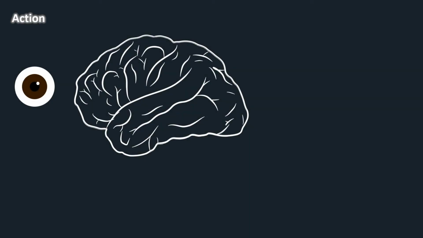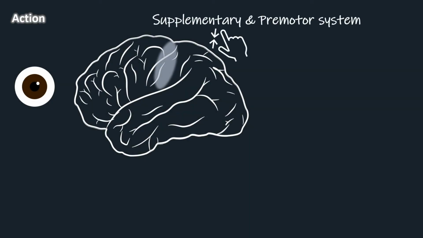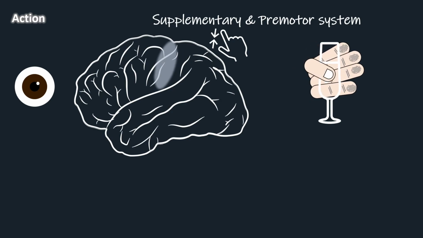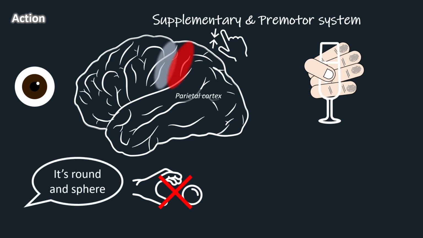Vision interacts with the supplementary and premotor system to prepare the hands for action. When you pick up a drink, your fingers are separated from your thumb by the width of the glass. The visual system helps to adjust this grip before your hand arrives at the object. Patients with parietal cortex lesions cannot adjust their grip or wrist angle using visual information alone, even though they can verbally describe object size or orientation.